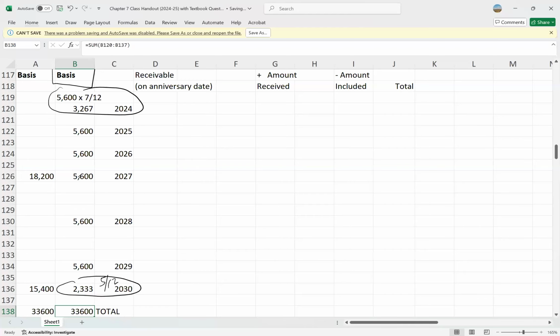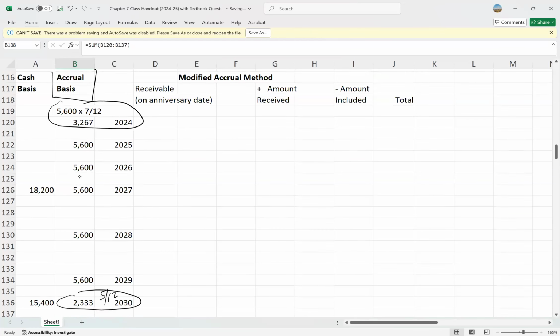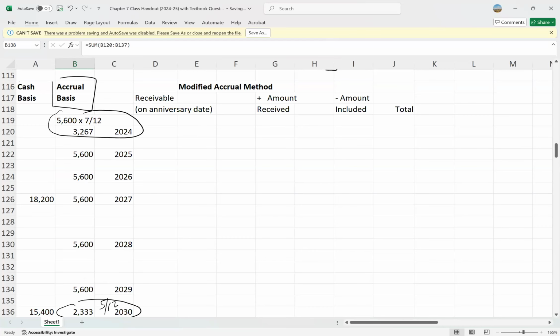So we're going to get the same total under this modified accrual method, but the yearly amounts may be slightly different. So we looked at cash basis. We know that cash basis is not allowed for accounting. If we were doing this for accounting purposes, we use accrual accounting, and those are the amounts we would have to include as interest income every year.